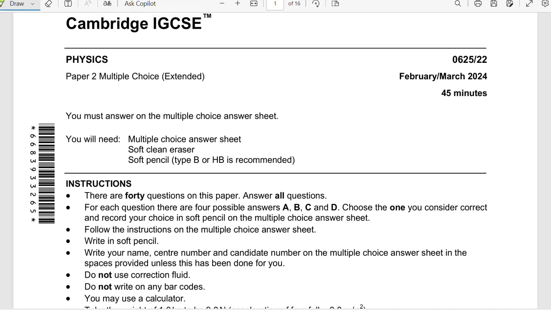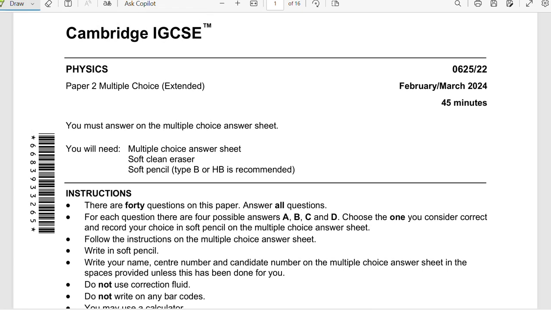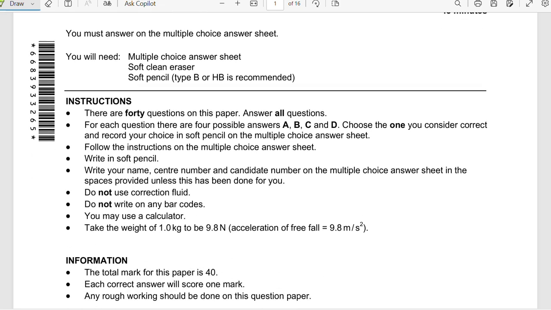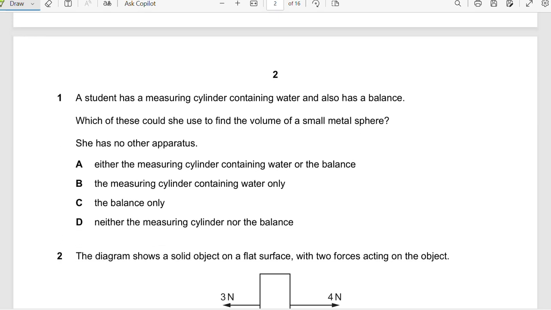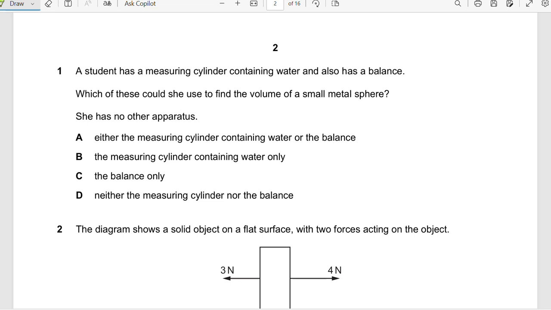We're going to solve the paper 2 multiple choice for extended, February-March 24, okay? So let's start with the first question. Of course, here in this video I'm going to solve only 20 and then the next video will be the other 20, okay? So the first question says a student has a measuring cylinder containing water and also has a balance. Which of these could she use to find the volume of a small metal sphere? She has no other apparatus.